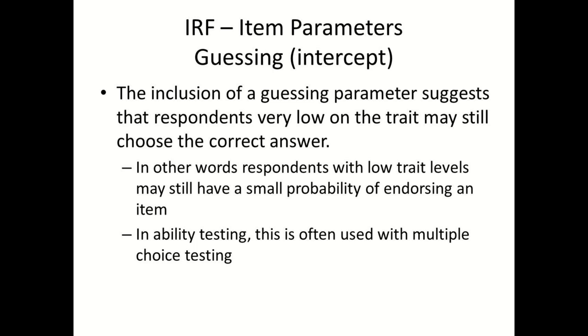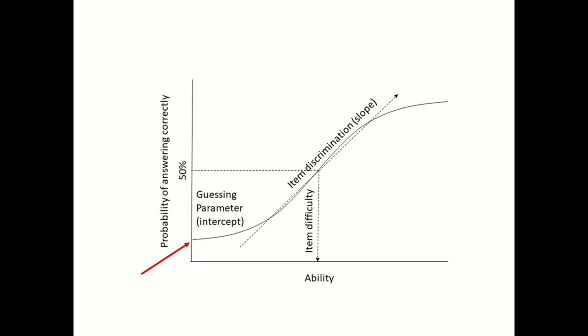The last one that we need to talk about is guessing, and that is related to the intercept. The issue here, which came out of the testing literature, is there might be a guessing parameter where even people that are very, very low on a specific trait or have very low abilities may still be able to correctly guess the answer. So even people that should not get a positive score might get a score because they have a good chance of guessing the correct answer. In ability testing, this is often used with multiple choice tests, and this is basically the intercept where the function crosses the 0 point on the ability line. So it's the guessing parameter or the intercept.